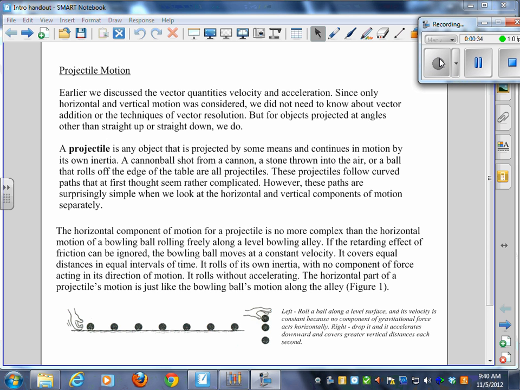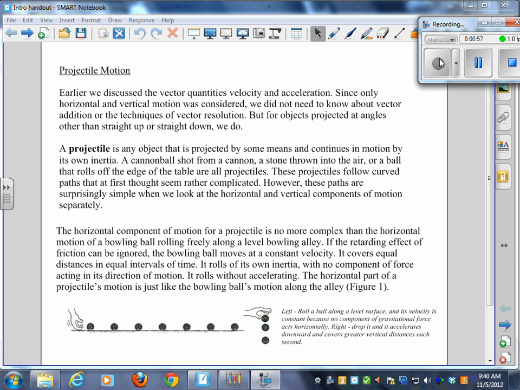Because now we're dealing with two-dimensional motion. No longer is it trains and cars and bikes going forward, Fred and Barney and all that stuff. It's now things flying through the air in two dimensions. A projectile is any object that is projected by some means and continues in motion by its own inertia. A cannonball shot from a cannon, a stone thrown into the air, or a ball that rolls off the edge of the table are all projectiles.